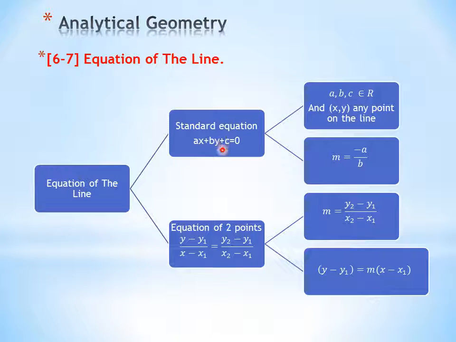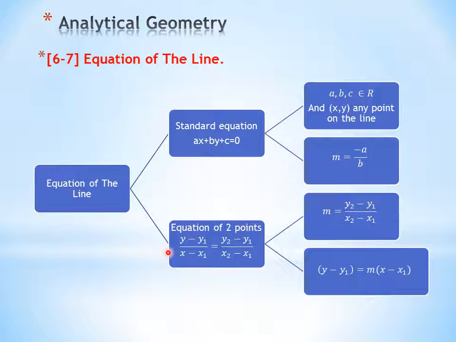The first way is using the standard equation, ax plus by plus c equals 0. What are these symbols? A, B, C are real numbers. X and Y make the ordered pair that represents any point on the line. There is something we need when we solve this equation: the slope of the line that has this equation equals negative A over B. Take care, A and B are the real numbers in the equation. This is the first part, the standard equation.